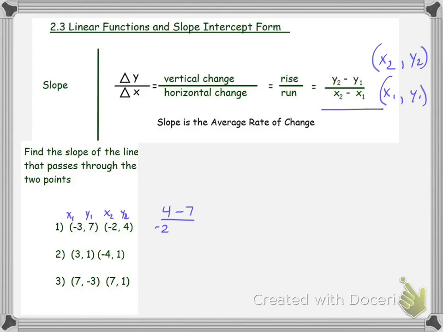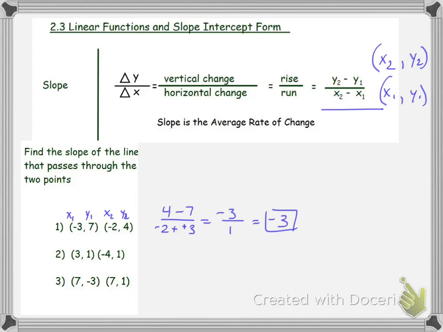which is negative 2, minus negative 3. Well, remember, when you have minus a negative, that becomes plus a positive. 4 minus 7 is negative 3. Negative 2 plus 3 is positive 1. Negative 3 divided by 1 is negative 3. So that's the slope of the line passing through those points.